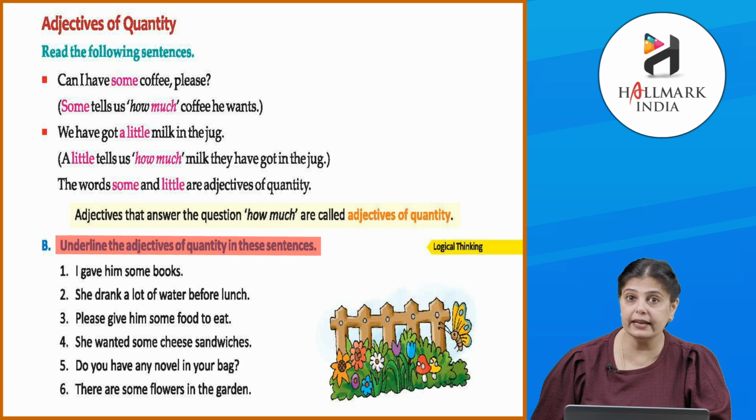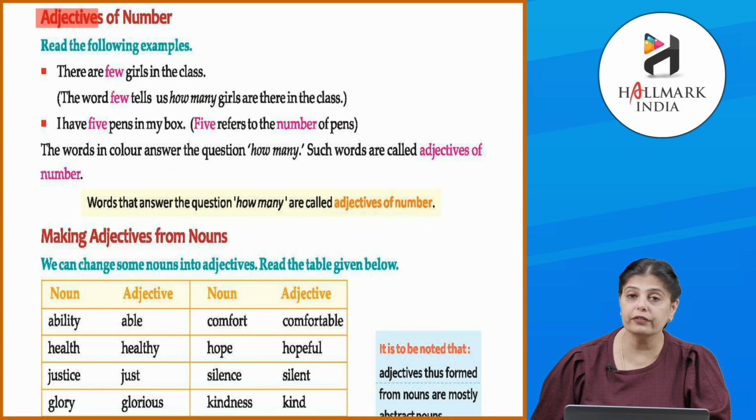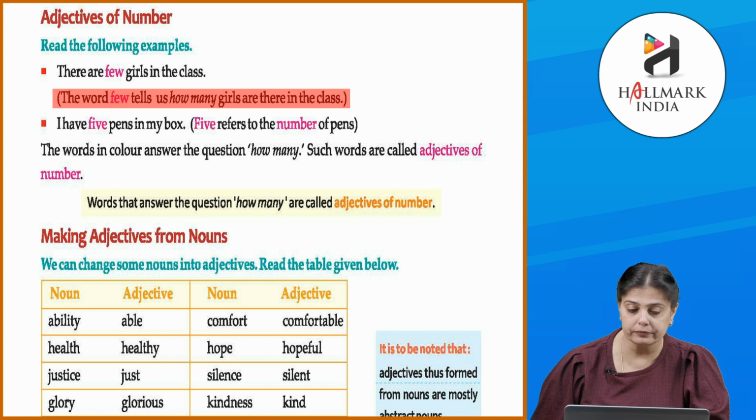Let's now see the next one. Adjectives of number. Read the following examples. There are few girls in the class. The word few tells us how many girls are there in the class. So whenever you have to find out the number, what will you ask? You will ask the question how many.